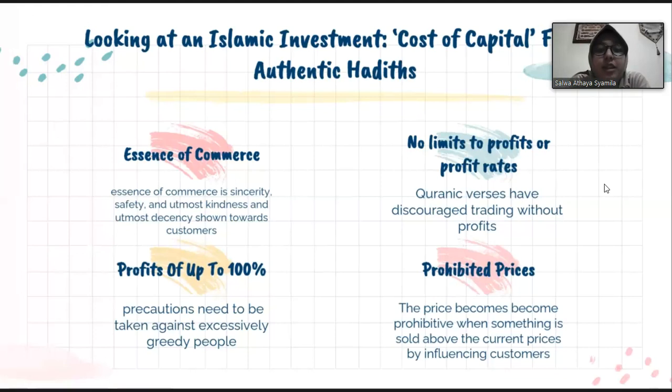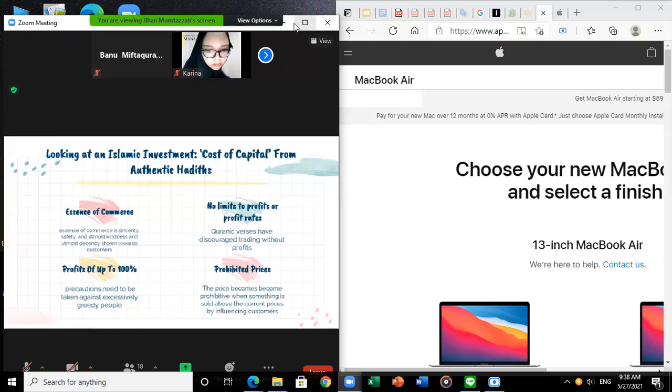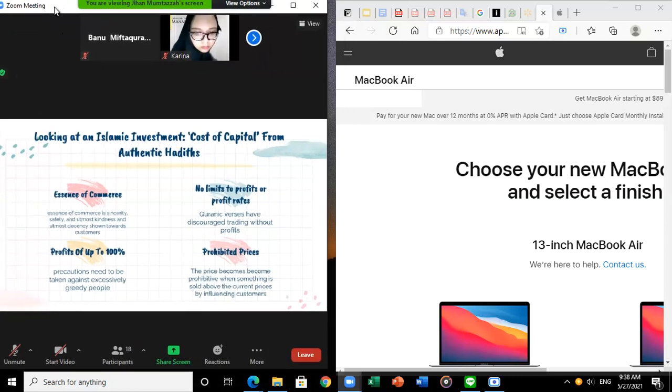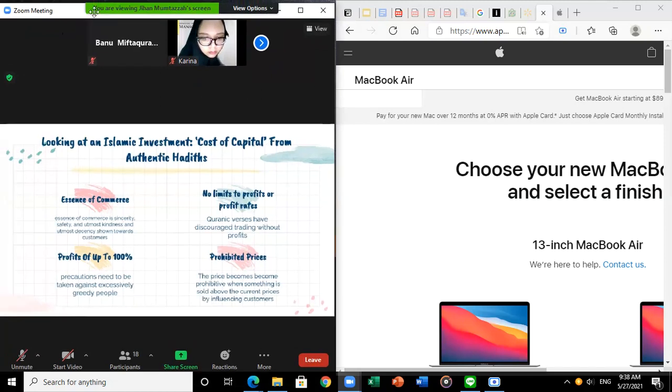It is mentioned that commerce and profit are generally mentioned in Quranic verses and hadiths. There are no limits to profit or profit rates from an Islamic view, and in fact, Quranic verses have discouraged trading without profit. So those views, especially from conventional ones, that think the Islamic economy receives little to no profit are wrong. The author also mentioned that from hadith, the Prophet, peace be upon him, has even allowed profit up to 100%.